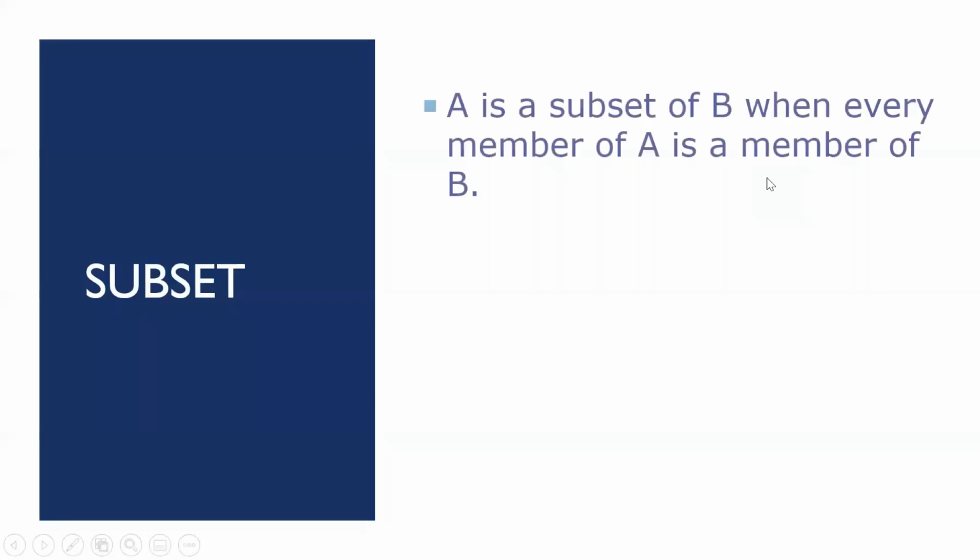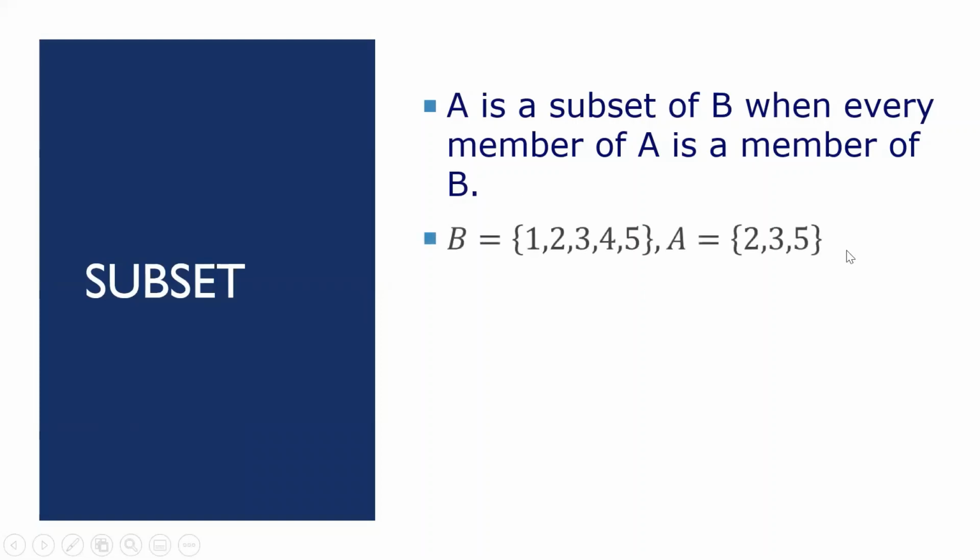Next, we have the subset. A is a subset of B when every member of A is a member of B. In this example, we can say that A is a subset of B, since all elements of A are in B. We can also say that A is a subset of A, or A is a subset of itself. Why? Because all elements of A are in A. Same with B, it is a subset of itself.